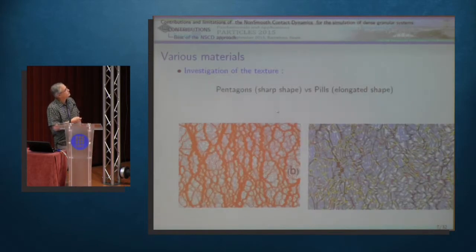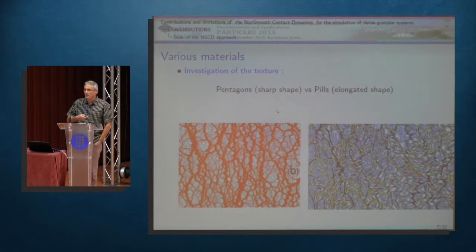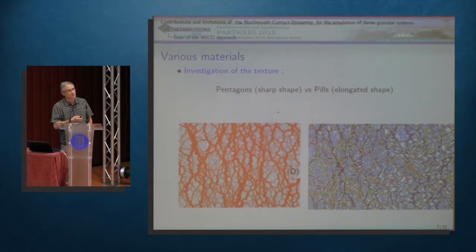Sorry. It is possible to investigate material, taking into account the microstructure in granular systems. We have two examples. We have a packing with pentagons with sharp shape, and we have the influence of the shape of the particle on the force chain or the force network. And we have the same study on a packing of pills characterized by elongated shape on the right.